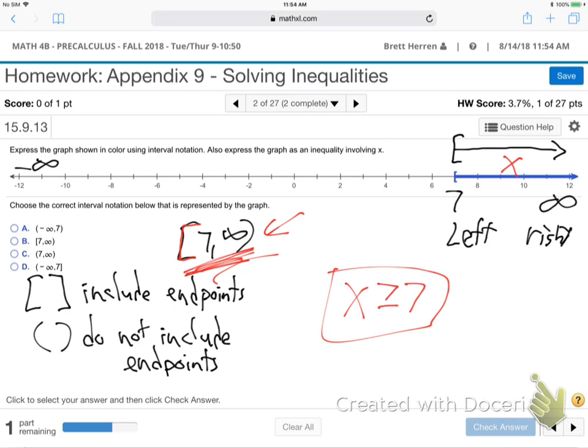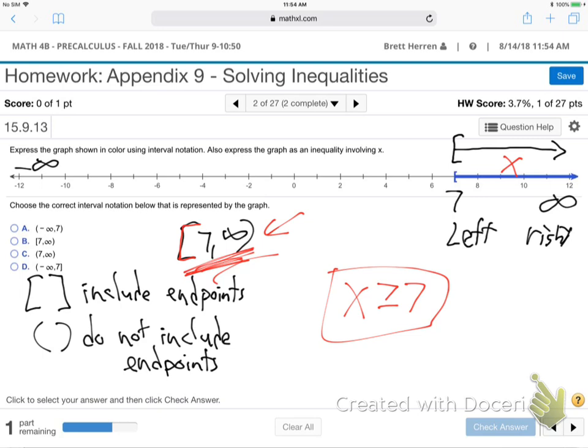Isn't that right? Because x is to the right of 7, huh? And to the right means greater. Greater things are to the right. Smaller things are to the left, aren't they? So to the right is greater. X is greater than 7. It's to the right. And we're done.